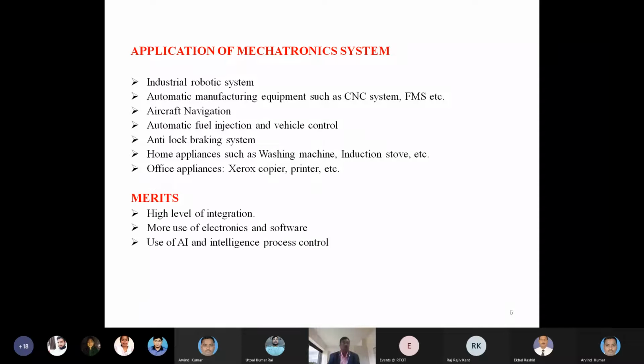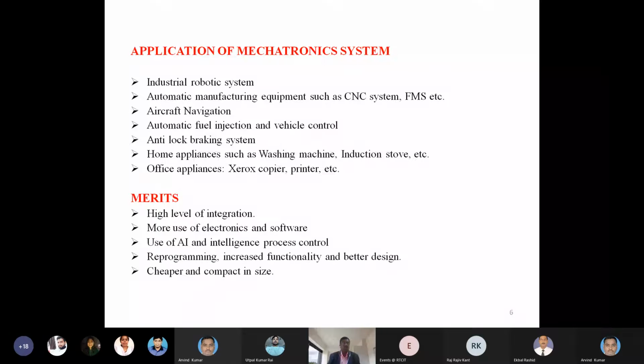Okay. Now, the main advantage of the mechatronic system is that it has a high level of integration with the other components. That is a very important advantage, and it uses more electronics and software that makes use of artificial intelligence in the system, which can be controlled very comfortably. And of course, the microprocessor can be reprogrammed and it can have an increased functional capability, and then better design is possible.